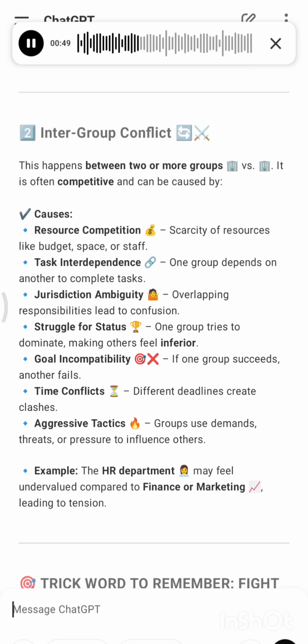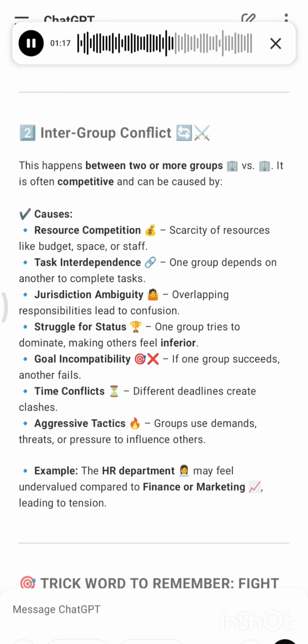2. Intergroup conflict. This happens between two or more groups, versus. It is often competitive and can be caused by the following. Resource competition. Scarcity of resources like budget, space, or staff. Task interdependence. One group depends on another to complete tasks. Jurisdiction ambiguity. Overlapping responsibilities lead to confusion. Struggle for status.